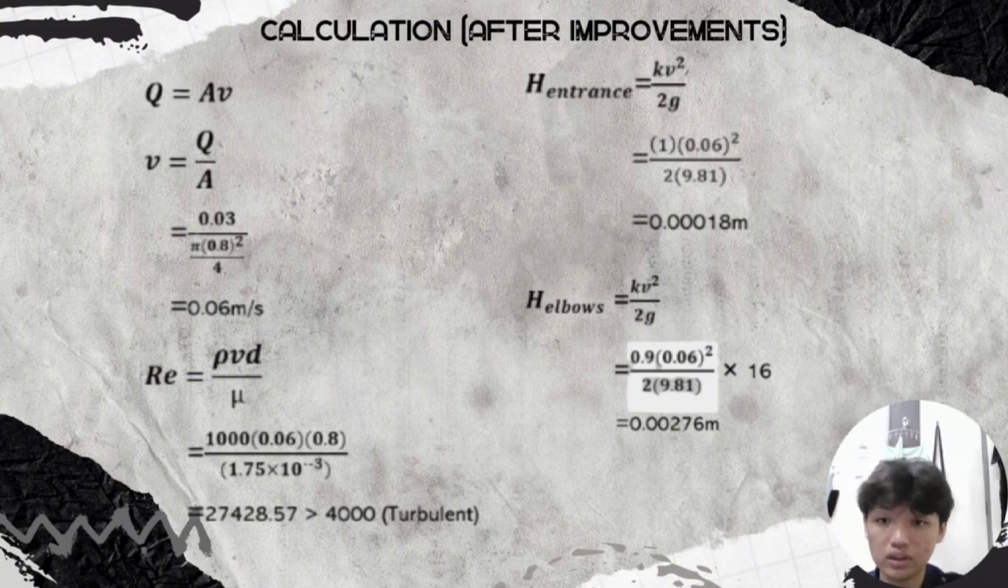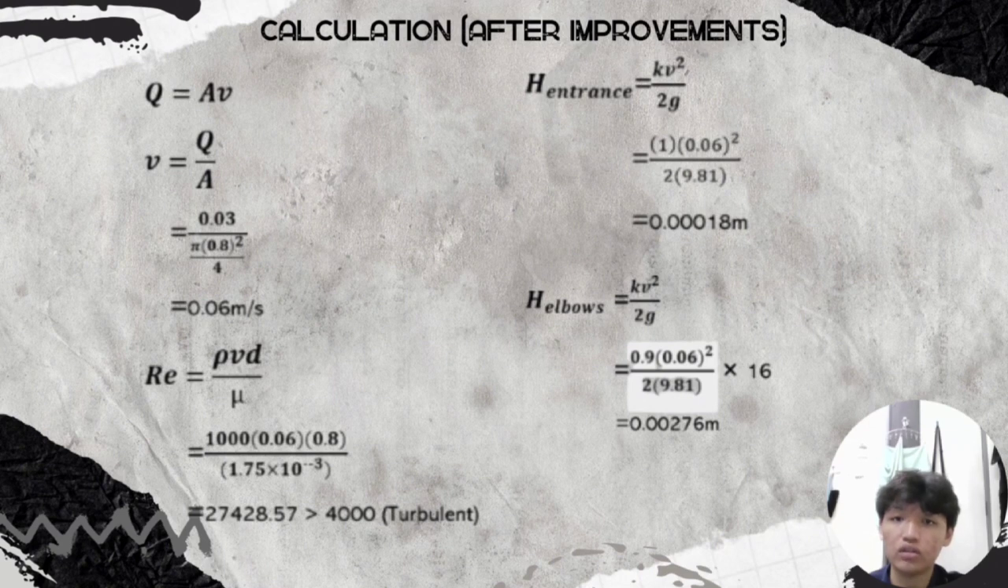Next, Reynolds number. Reynolds number equal to rho V d divide dynamic viscosity. Rho, we use the 1000 for water. Velocity 0.06 times 0.8 diameter. So the whole divide by 1.75 times 10 power negative 3. So we get the Reynolds number is 26,428.57, so it's bigger than 4,000, so it is turbulent.